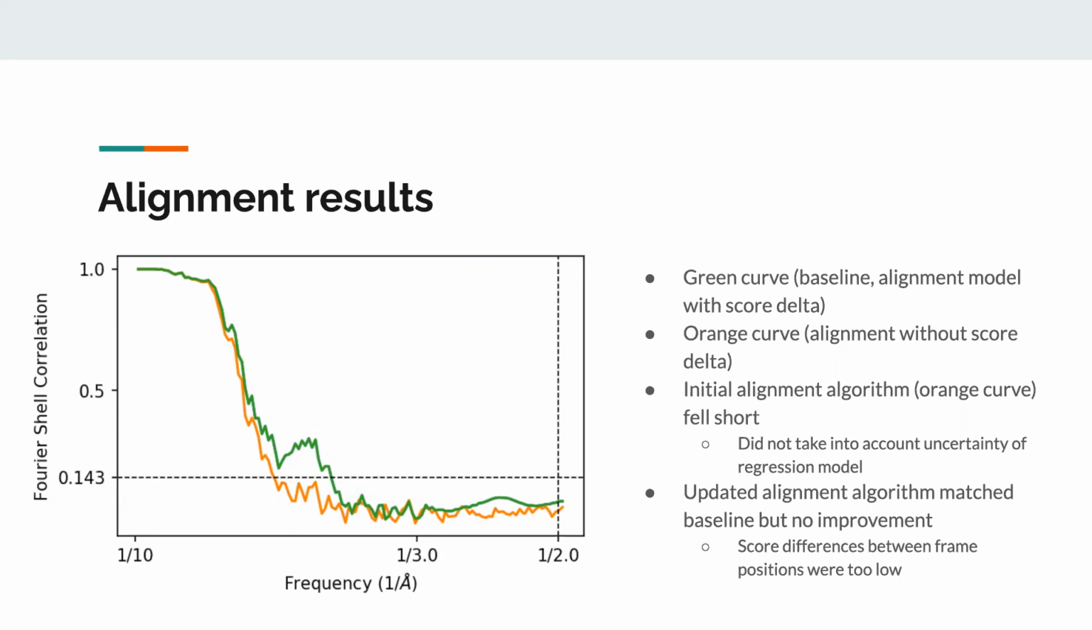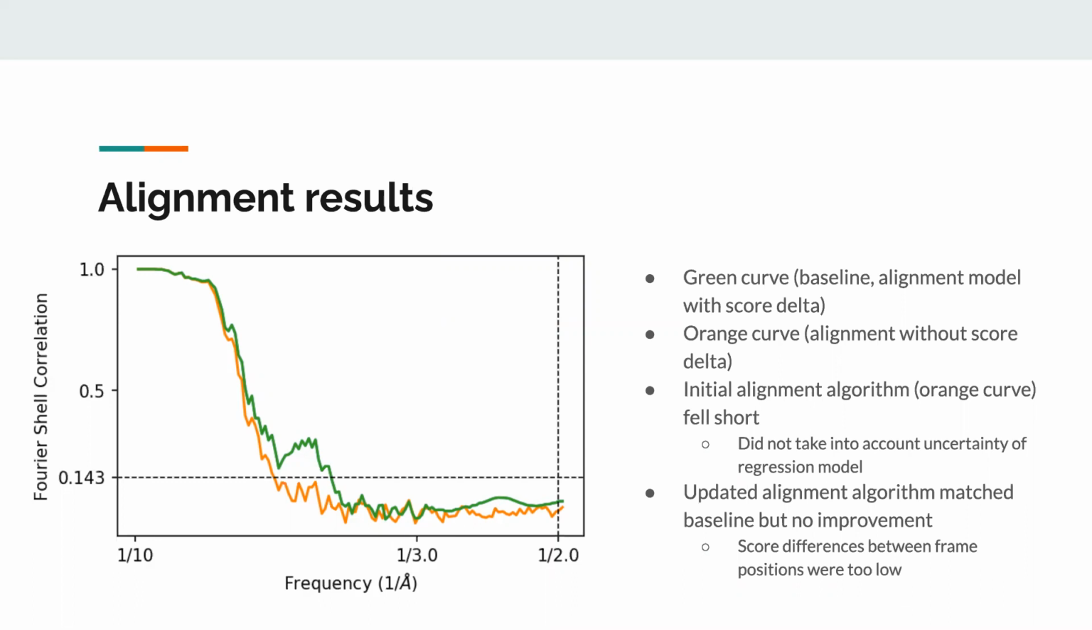We believe it is a result of a greedy algorithm not taking into account the uncertainty of a regression model and thus overfitting. We made a small change to the alignment process. When aligning each frame, we only shifted the frame to a new position if the score at that new position is greater than the existing score plus a score delta, which accounts for the uncertainty in our regression model. With that, we did achieve a better score than before and matched the baseline, which is the green curve.